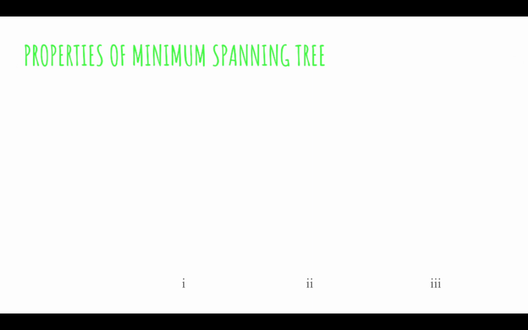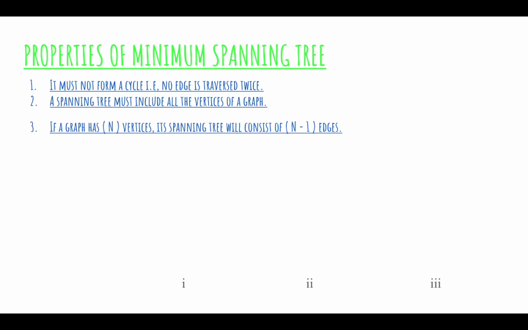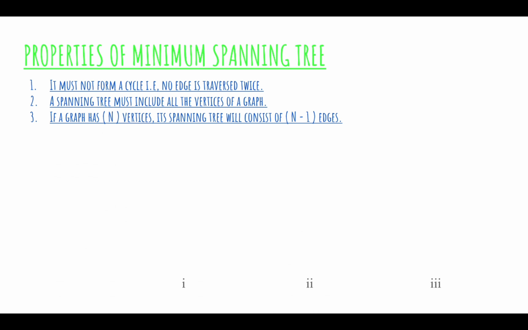Properties of minimum spanning tree. There are totally three properties, in which the first property states that a cycle must not be formed, that is, no edge should be traversed twice. Now, the second property states that a spanning tree must include all the vertices of a graph. And finally, the final property is that if a graph has n vertices, its spanning tree will consist of n minus 1 edges. Now, let's take a basic example for converting a graph into an MST.